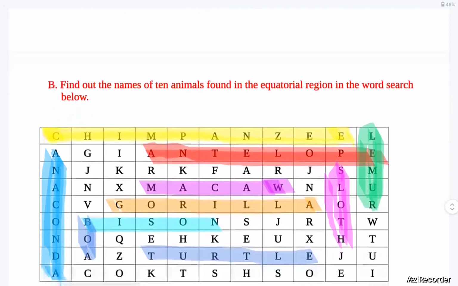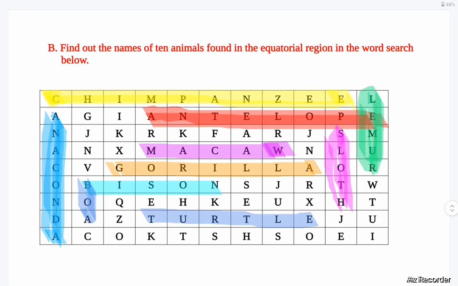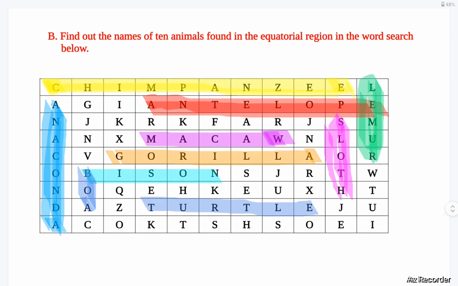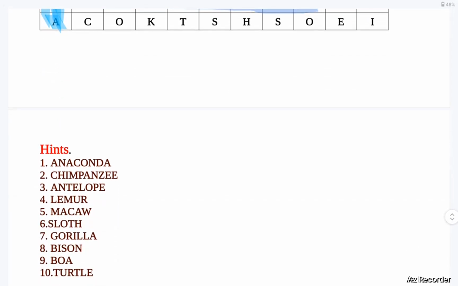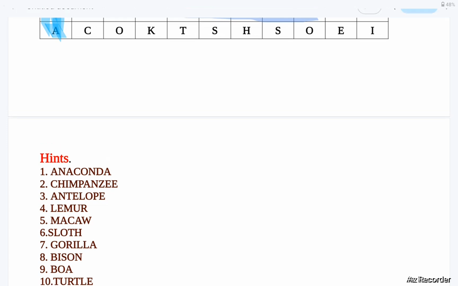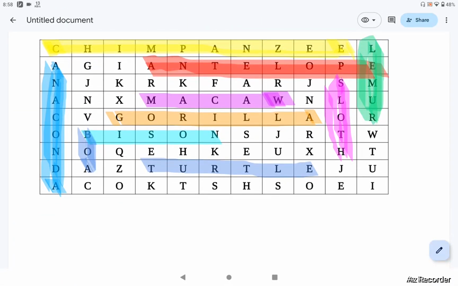So next question is B. Find out the names of 10 animals found in the equatorial region in the word search. So there are 10 animals found in the equatorial regions in the hints: anaconda, chimpanzee, antelope, lemur, macaw, sloth, gorilla, bison, boa, turtle. Also in colored.